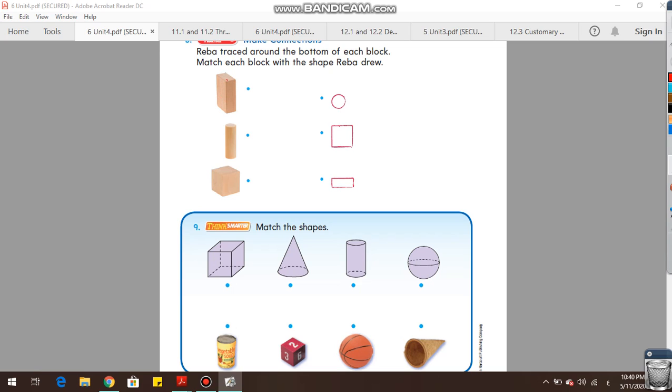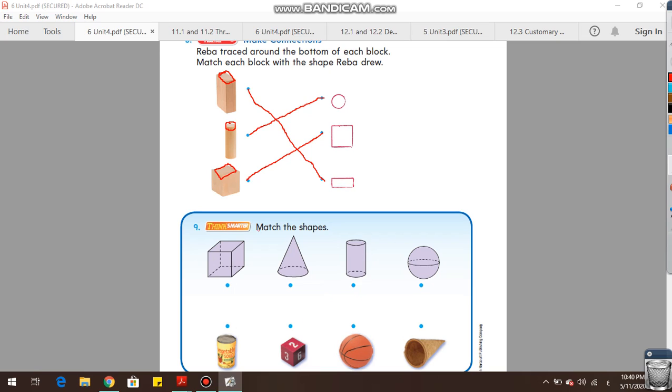Okay, I have here rectangular prism. If I trace the bottom of it, it will be like the surface of it. So who can tell me what shape we have here? Yes, a rectangle. So I'm gonna match it with the rectangle. Now how about cylinder? Yes, circle. And how about cube, guys? Yes, cube, square. Now, I'm sure that you can solve number 9, so solve it and check your answers with me.